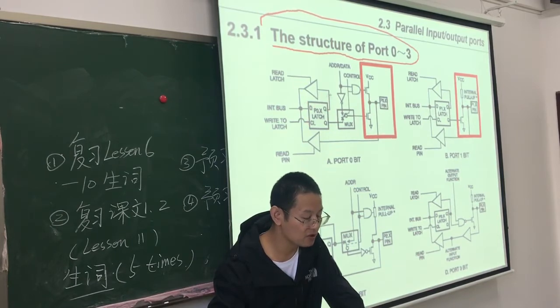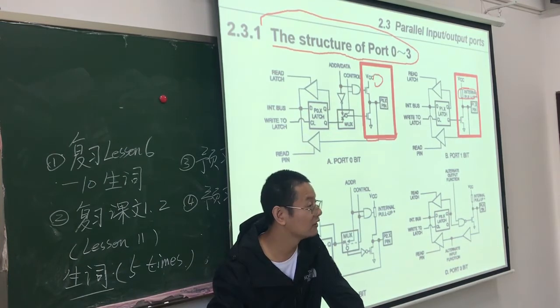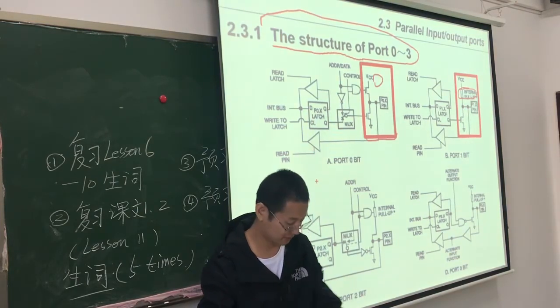Most parts are the same, but a little difference is here. This is a resistor. There's no resistor here. It's different. The other parts are the same.